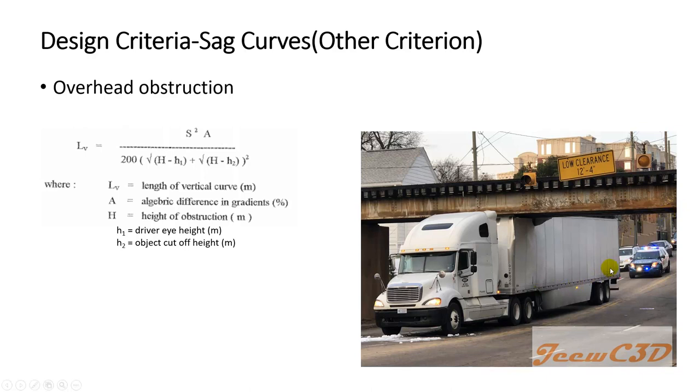When we have an underneath road and an overhead obstruction, we have to check the vertical clearance properly. You have to make sure this obstruction will not obstruct the sight line when the vehicles are coming at the top of the road. This can be calculated using this equation for the length of vertical curve, so that the sight distance is not blocked by the overhead obstruction. This is given by this equation, where h is the height of the obstruction from the pavement surface, h1 is the driver eye height, and h2 is the object cutoff height.